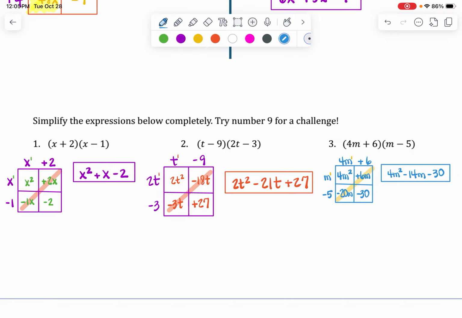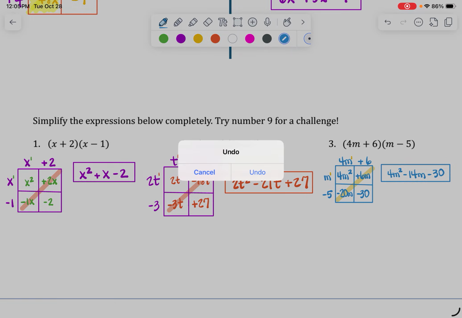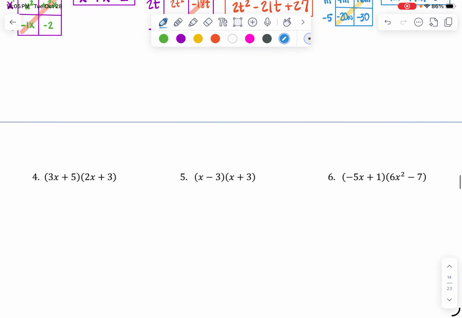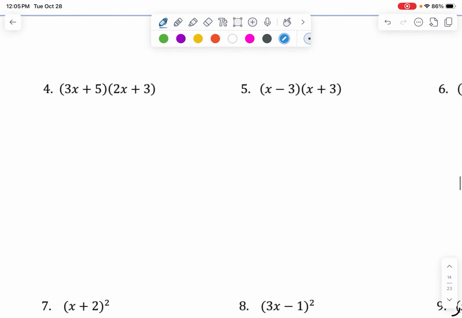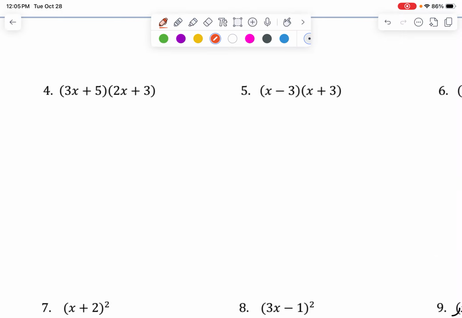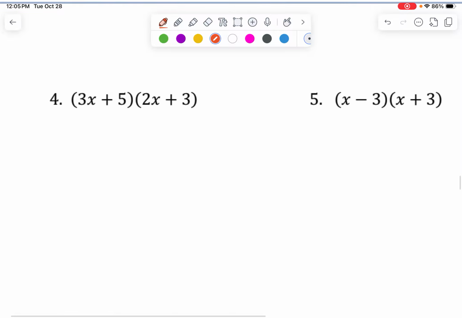All right, so there's the box method. All right, now I'm going to change it up a little bit. For the next three, I'm going to do the double distributing, or the FOIL, which is faster technically, because creating the box and labeling it and doing all that stuff, it does take a little bit extra time, right? But if you like it and you're comfortable with it, then it's worth the extra few seconds, right? All right, so here we go.